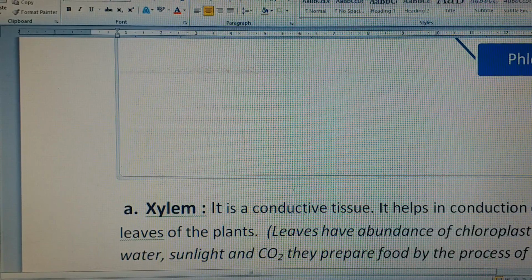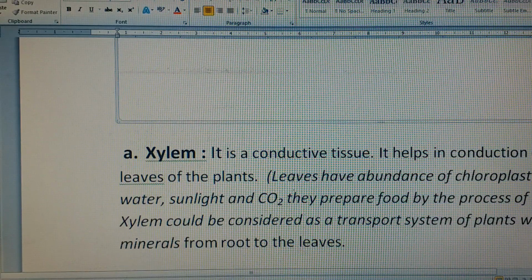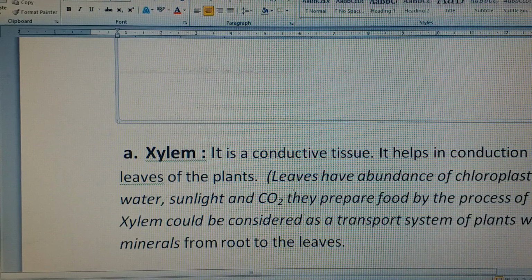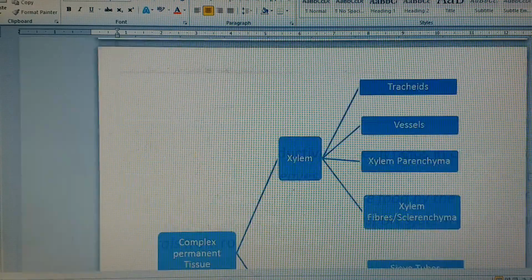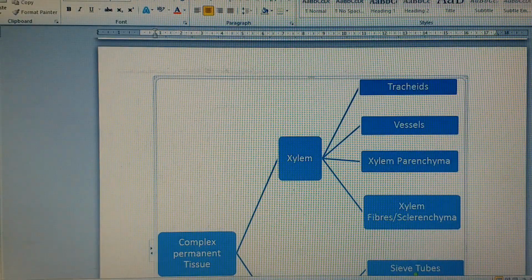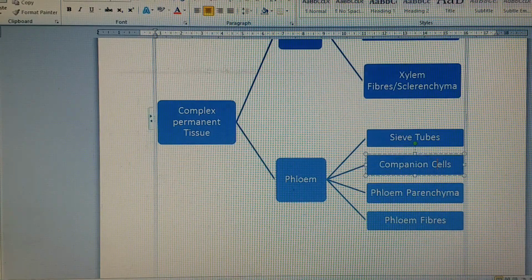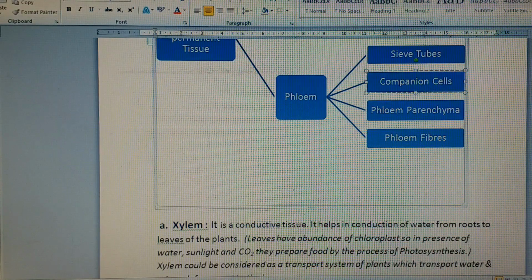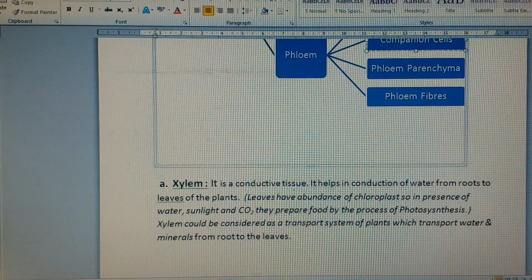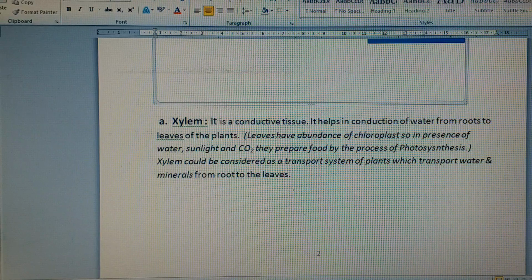Now we will discuss the water transport system, that is xylem. The xylem is a conductive tissue, which I told you before. It is a conductive tissue, and this tissue is responsible for conduction of water. Conduction means flow. So xylem is responsible for the conduction of water. This is called a conductive tissue.